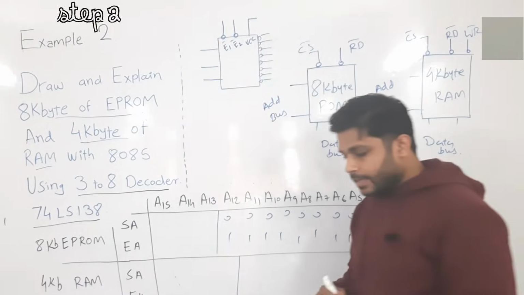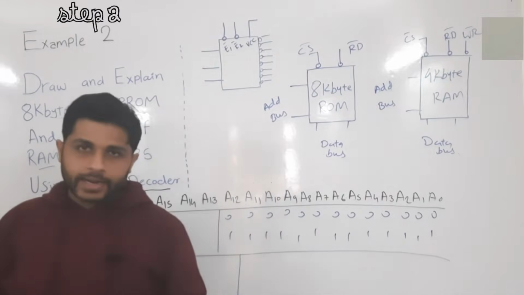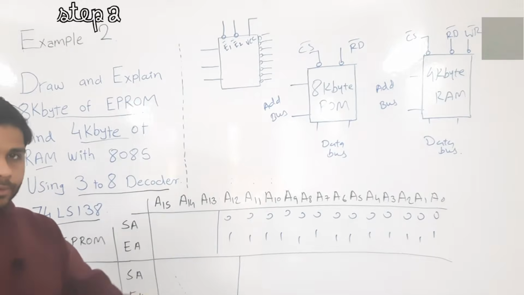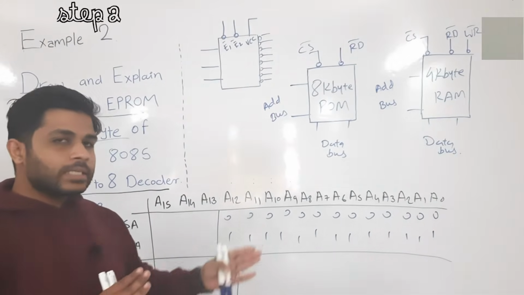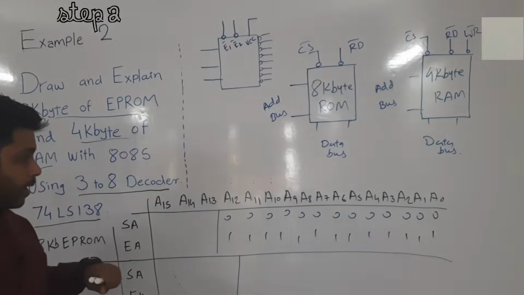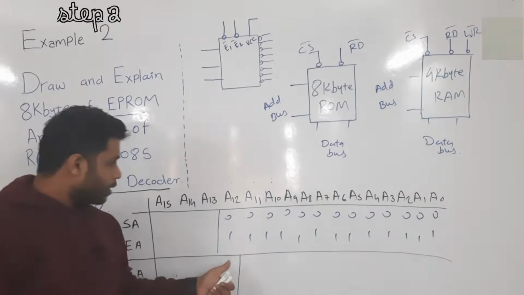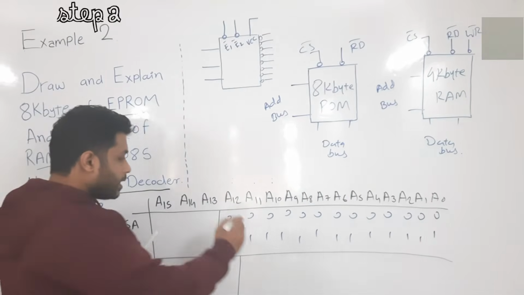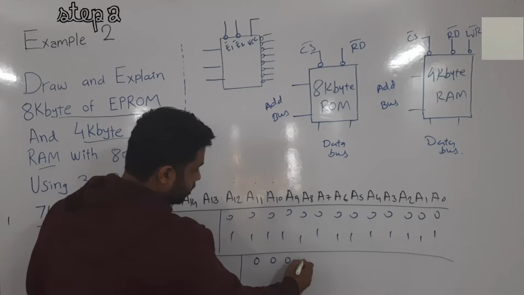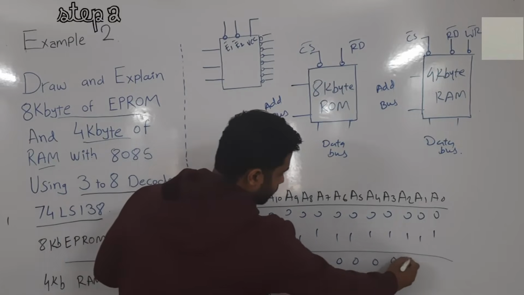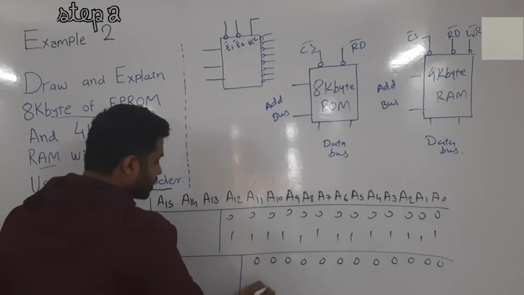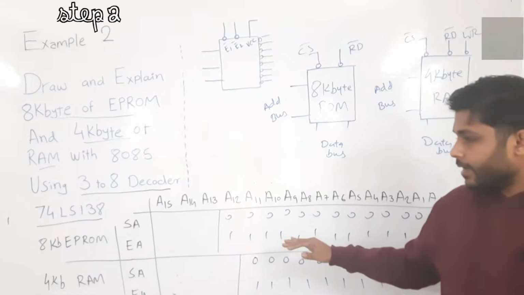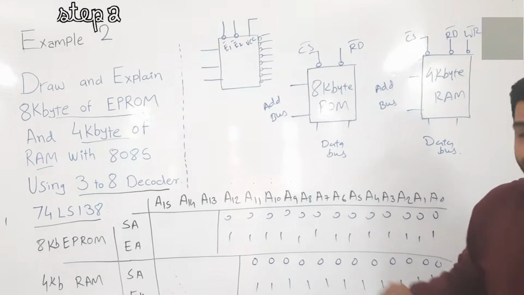Now I want to find the starting and the ending address of the 4K byte RAM. To do that, again we have to follow the same procedure. The first thing you need to find is how many address lines are connected to the 4K byte RAM. A0 to A11. So for the starting address, we will set all of A0 to A11 to 0, and for the ending address, we will set them all to 1. So the starting and the ending values are set.